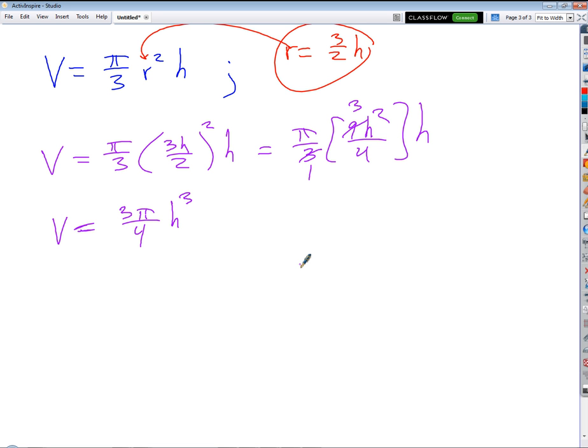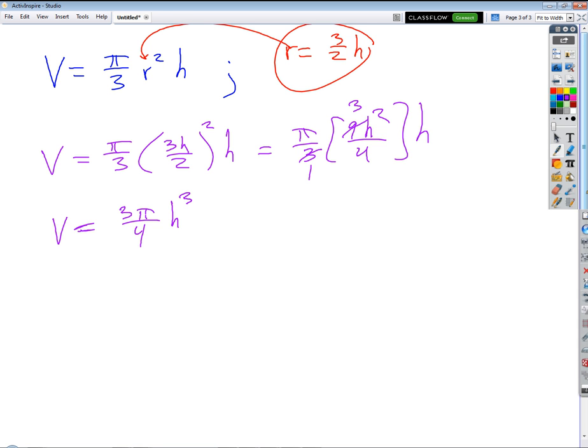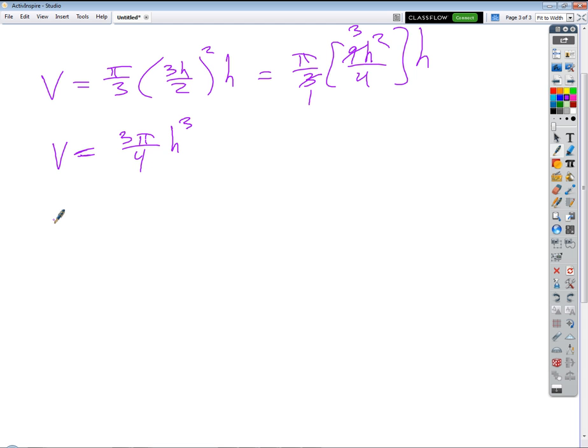Now when we differentiate, this is no big deal. This is our constant, and I just pulled the variable out by itself. So V dot equals 9 pi over 4 times H squared H dot. We got our constant out front times 3, then H squared, and then I have to differentiate H with respect to T, which gives me my H dot. So it's a chain rule problem, because we're not differentiating with respect to H, we're differentiating with respect to T.